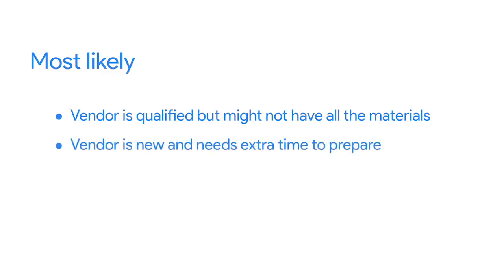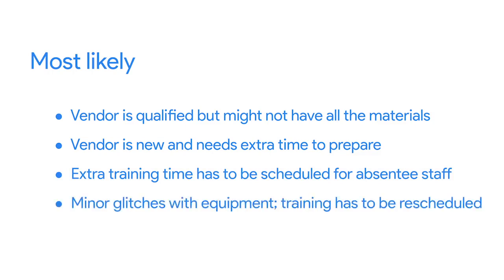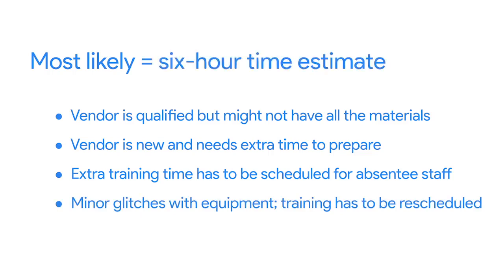Or the vendor might be new and need extra time to prepare or take longer to deliver the training. Usually, a couple of staff members can't attend or be on time, so extra training time would need to be scheduled. There could also be some minor glitches with the equipment, and the training might need to be rescheduled for a different day later in the week. The time estimate in this case is closer to 6 hours, and the date is likely to get changed to 2 or 3 days later than originally planned.